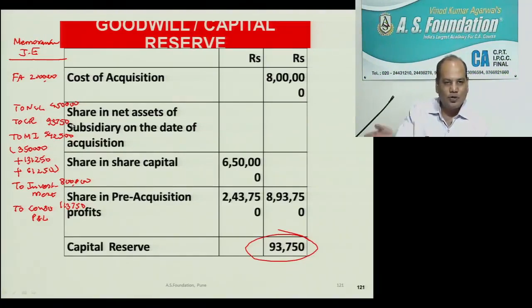Now just give the effect of this entry in the balance sheet of parent company. Yes or no? That means in the balance sheet of parent company, you just have to give the effect of this entry. That's it. Which means fixed asset will increase by 20 lakh. Non-current liability will increase by 4,50,000. Capital reserve and minority interest will come in the balance sheet. Two new accounts will come. Investment will disappear. And consolidated P&L account will increase by 113,750.